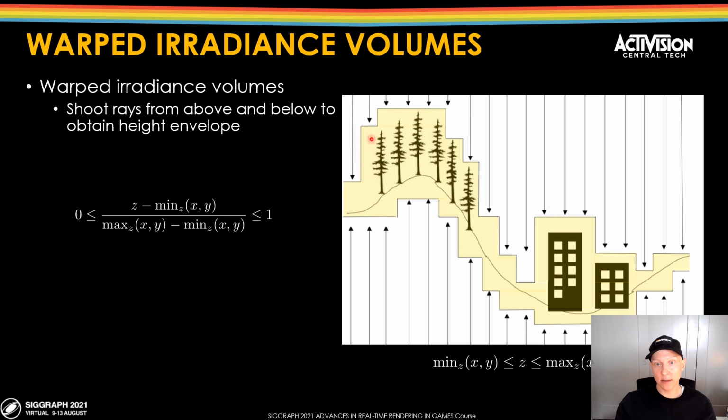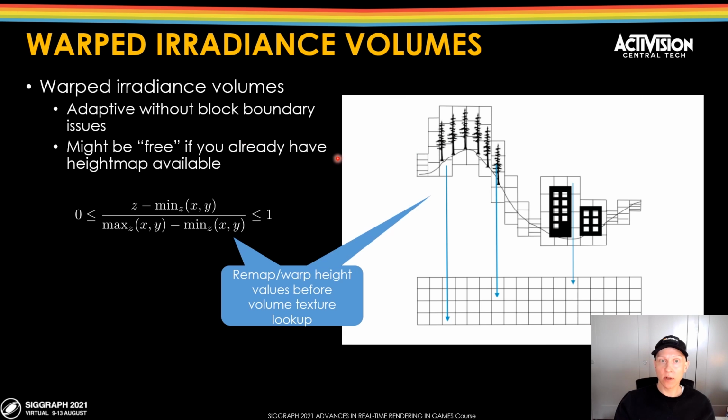And based on the rays that we shot from above and below, we obtain this detail shaded region that's shown in yellow over here. Now, if we want to do a lookup, we simply need to compute the normalized height at each point and do a regular 3D volume texture lookup using this normalized height value or warped height value. And effectively, what we've done here is we have warped the irradiance volume around the sparse detail areas. So we have adaptive height resolution everywhere in the scene.